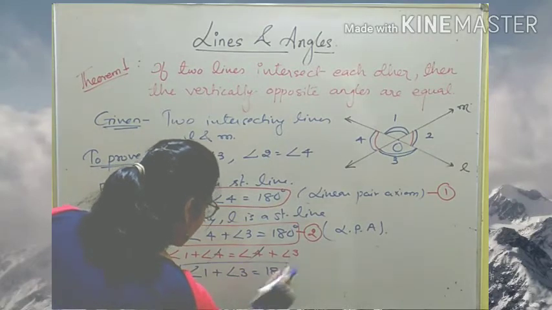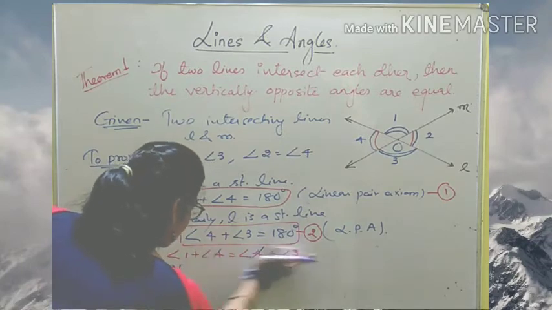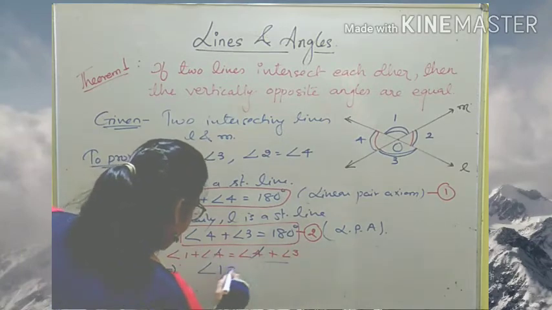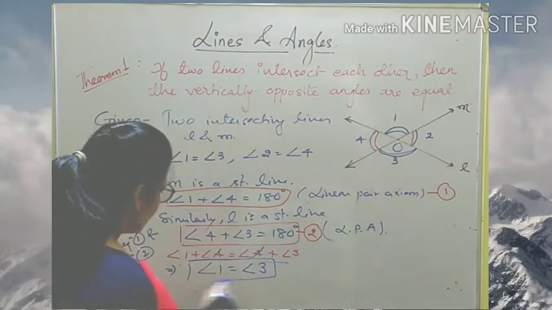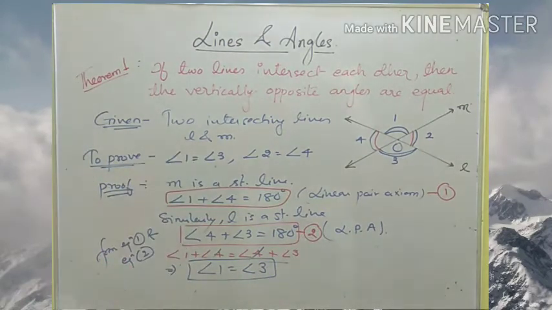From this what we will get? Angle 1 is equal to angle 3. This is what we have to prove. यही हमको prove करना था. Now what is the second thing which we have to prove? Angle 2 is equal to angle 4.